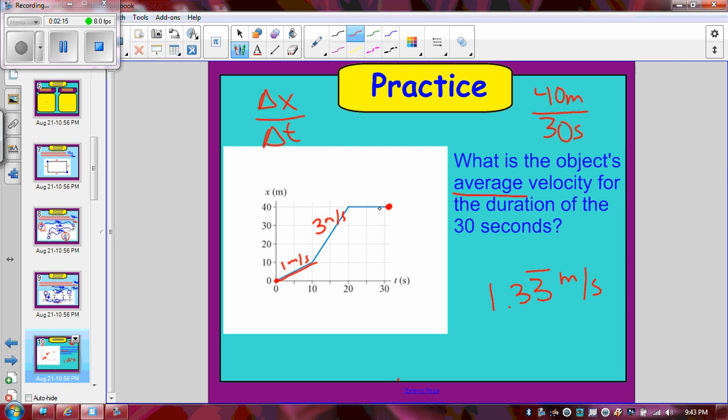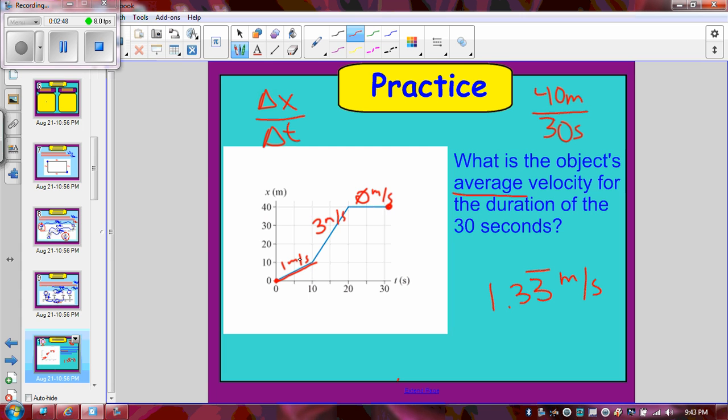And then finally, look at the last 10 seconds. Notice that the object does not change position. It stays at the 40 meter mark for those 10 seconds. So if an object stays at the exact same position for 10 seconds, we must conclude then that the velocity is 0 meters per second. So as you can see, the velocities are actually changing throughout this entire duration. But the average velocity takes into consideration what was the overall delta x over the overall delta t.